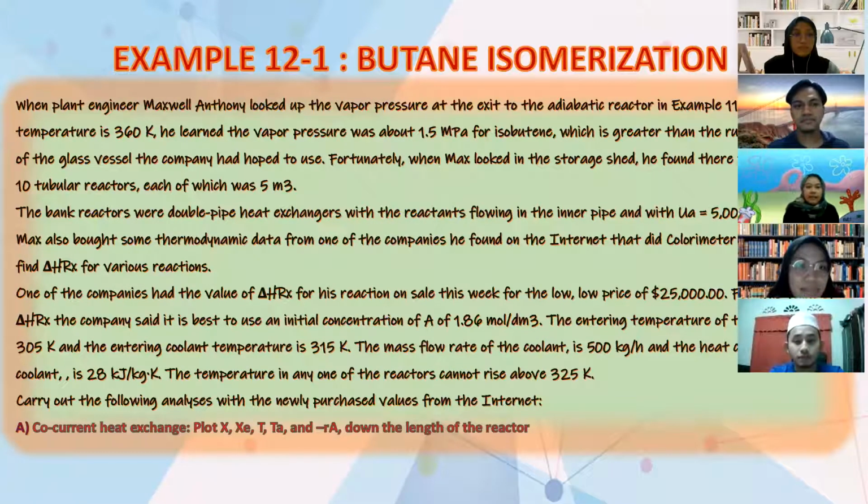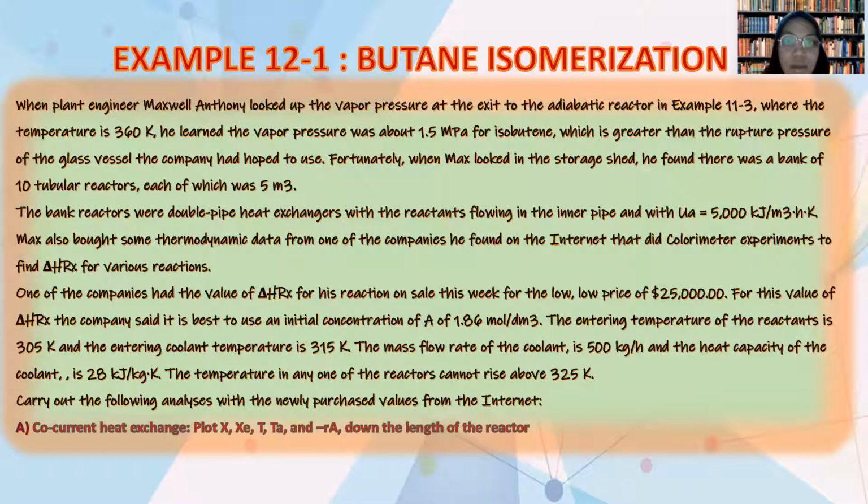When plant engineer Maxwell Anthony looked up the vapor pressure at the exit to the adiabatic reactor in example 11.3, where the temperature is 360 Kelvin, he learned the vapor pressure was about 1.5 megapascal for isobutane, which is greater than the rupture pressure of the glass vessel the company had hoped to use. Fortunately, when Max looked in the storage shed, he found a bank of 10 tubular reactors, each of which was 5 meter cube.